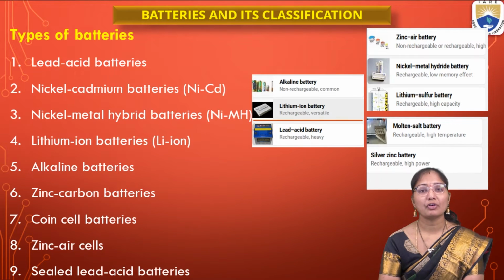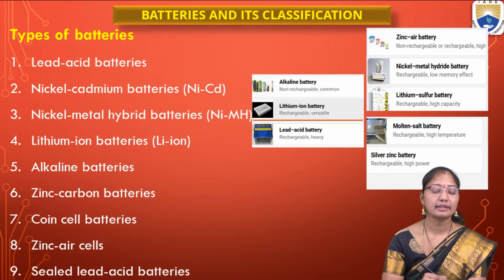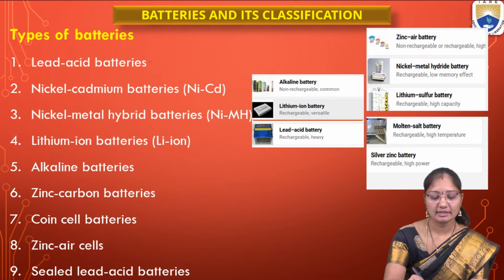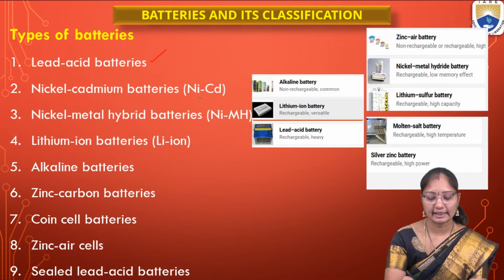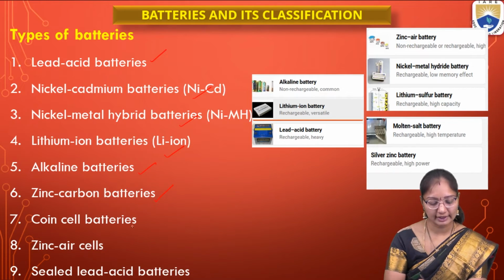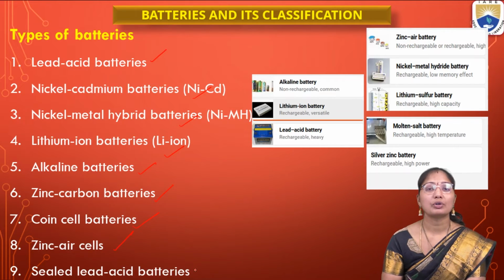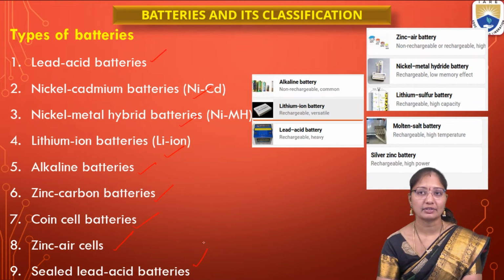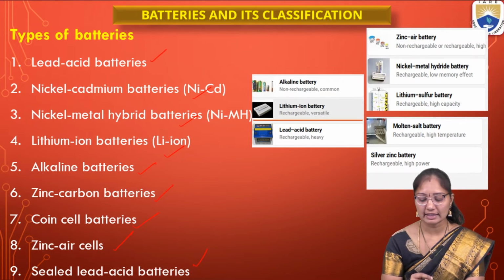The types of batteries we are going to see in detail today are these nine types. First is the lead acid battery, followed by nickel cadmium and nickel metal hydride batteries, followed by lithium ion batteries and alkaline batteries, followed by zinc carbon, coin cell and zinc cane, and the final and last one is the sealed lead acid battery. We are going to see these types of batteries in detail.